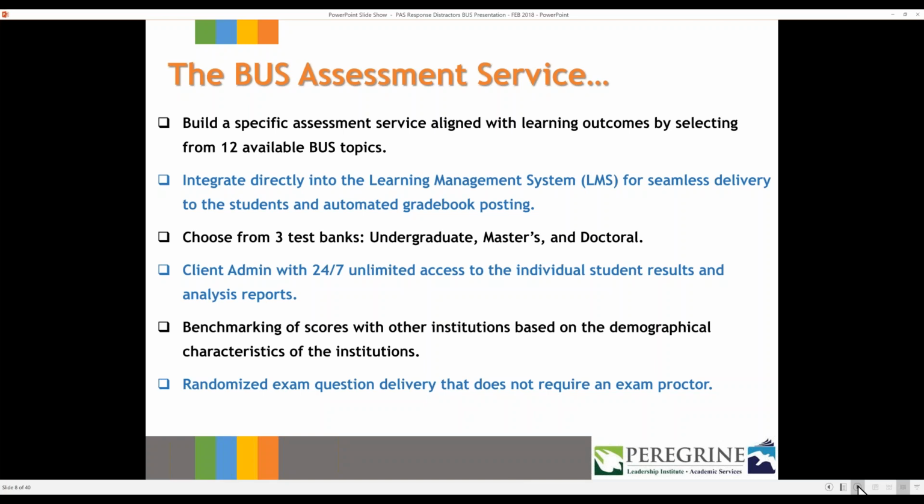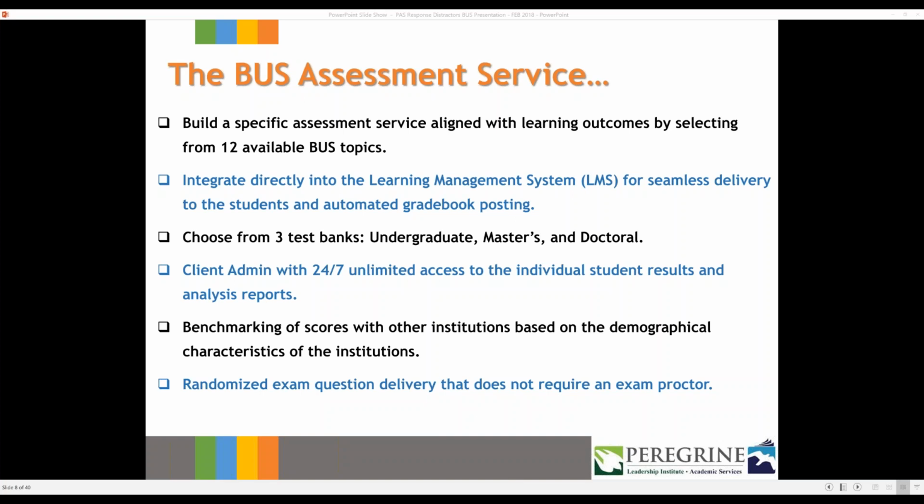And if you are with a school that's using our assessment and not using the LMS integration yet, feel free to email your client services manager and request this feature added to your service. We do have 3 different separate test banks for undergraduate programs, master's level programs, and doctoral level programs.